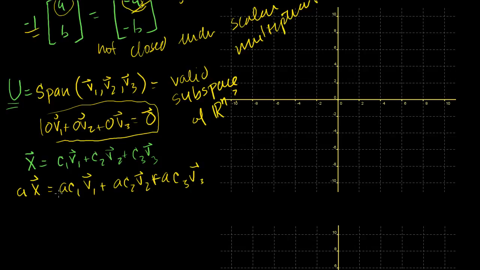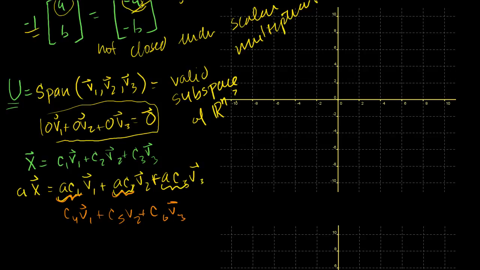Right? If this was an arbitrary constant, you could just write this as another arbitrary constant, and this is another arbitrary constant, and this is another arbitrary constant. And I want to be clear, all I did is multiply both sides of this equation times a scalar. But clearly, I could rewrite this as c4 times v1 plus c5 times v2 plus c6 times v3. This is clearly another linear combination of these 3 vectors.